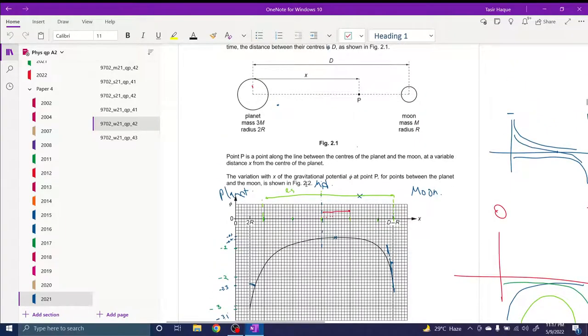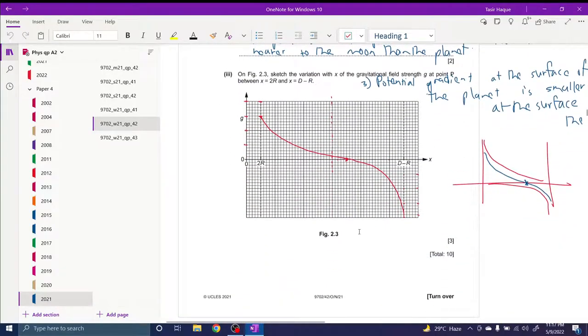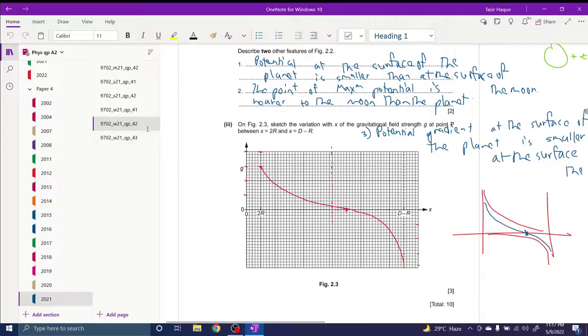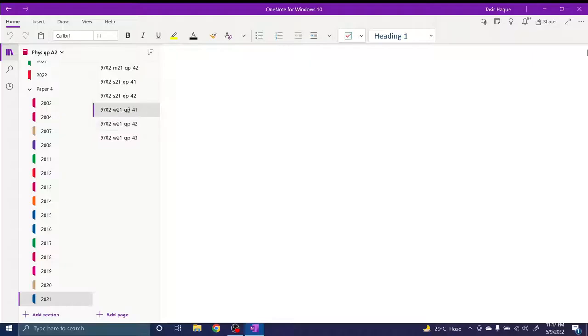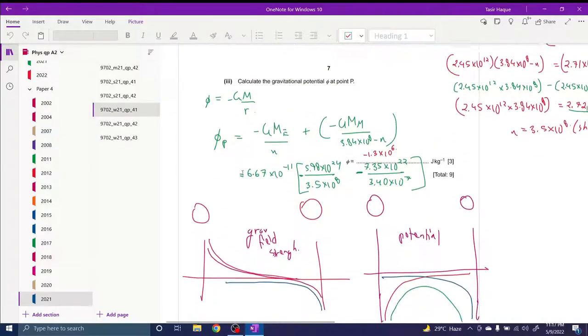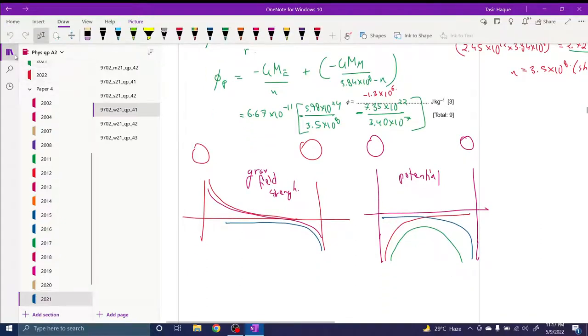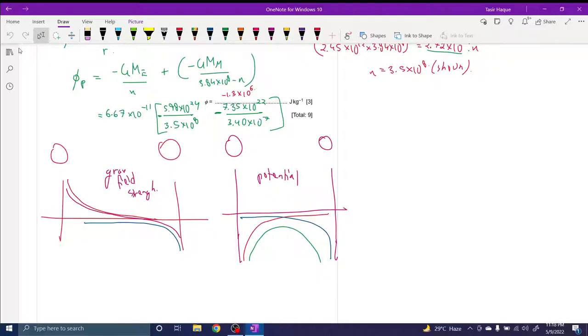The graph for potential will always be an inverted U, always between two points. There's no other variation. And the graph for field strength will always be this sigmoid shaped graph. So what are we tasked to do in variant 4.1? They want us to find the potential at point P. For this, we just need to add them up because it's going to be a negative value. Gravitational potential is always negative. You guys know why. It's a common question. It was in variant 4.2.